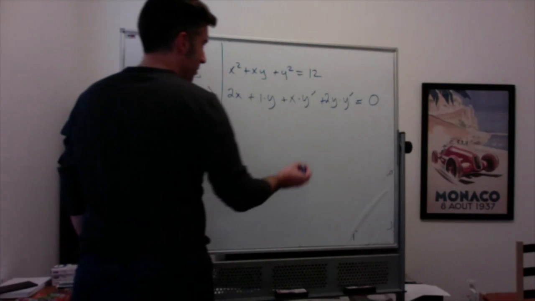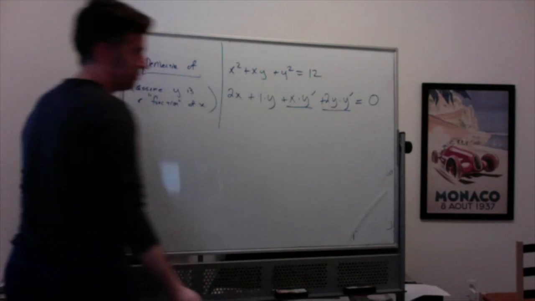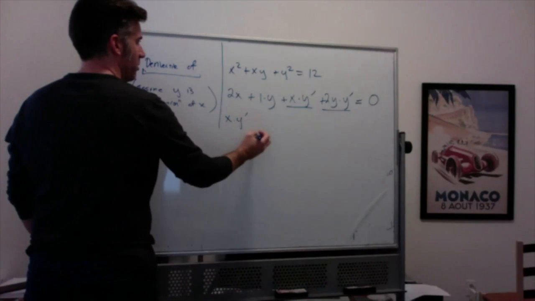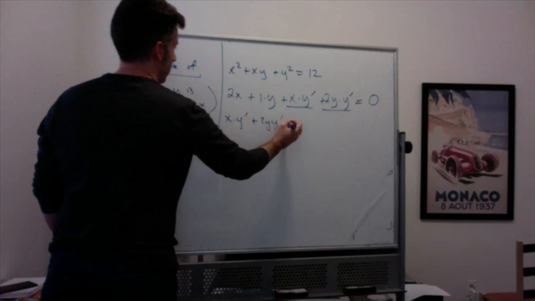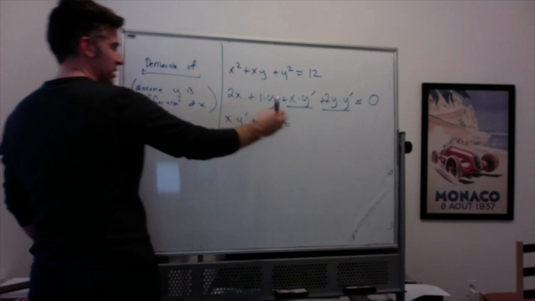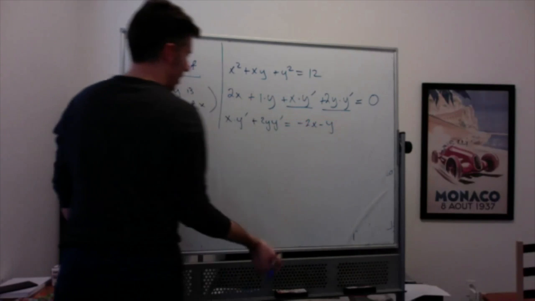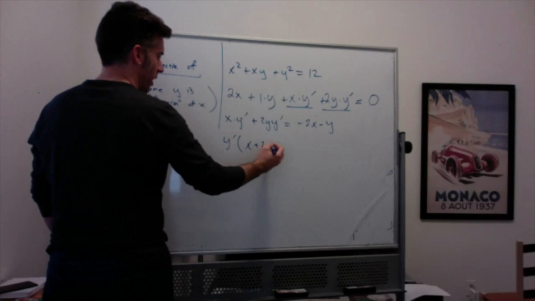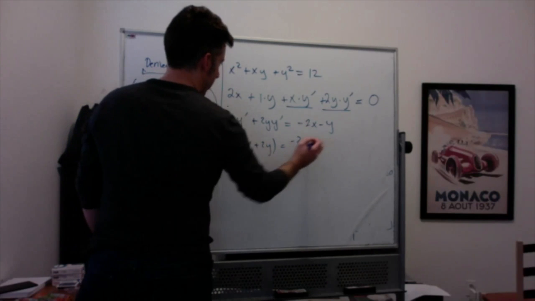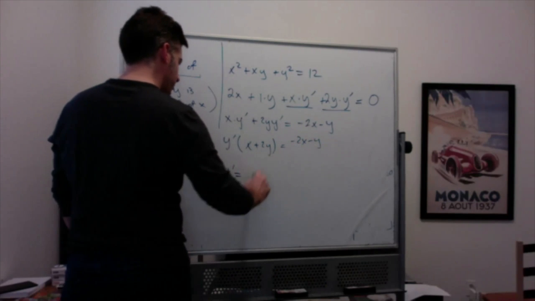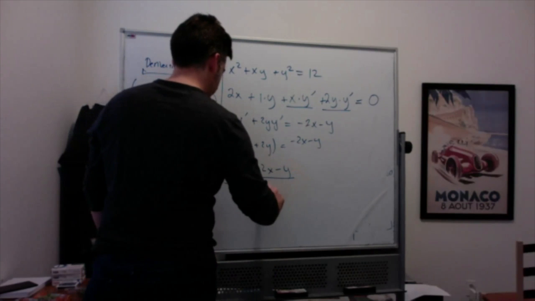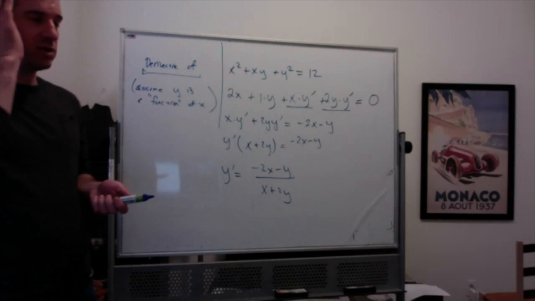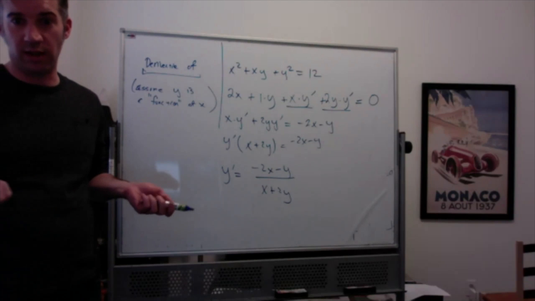And then we solve for y prime. I like to underline or circle the y primes and leave those on the same side. So I'm going to have x times y prime plus 2y times y prime equal to negative 2x minus y. And then I'm going to factor out the y prime. So we get y prime times x plus 2y equals negative 2x minus y. And finally, solving for y prime, negative 2x minus y over x plus 2y. So that would be my first derivative. And then you could use this to find the slope of the tangent line at any point we knew was on the curve.